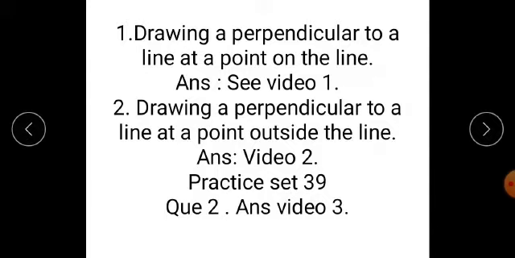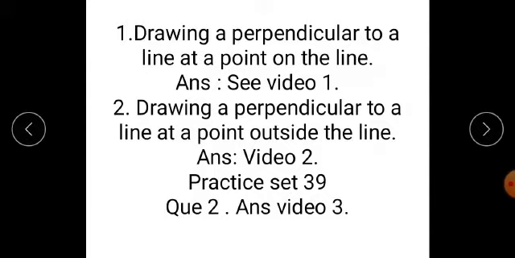In the second video students, we have to start after the first video. We have to start practice set 39. In practice set 39, question number 1 and question number 3 have been kept for your self study. You have to do this construction on your own.